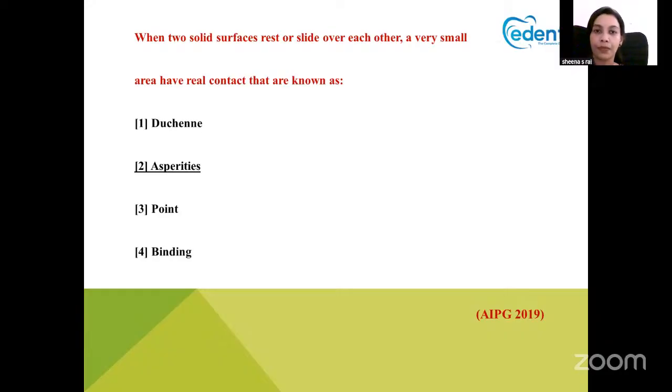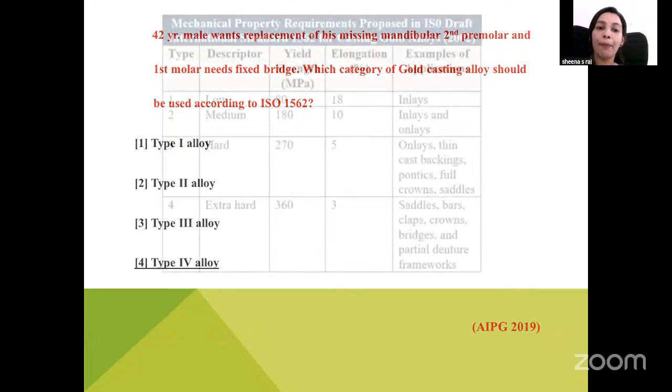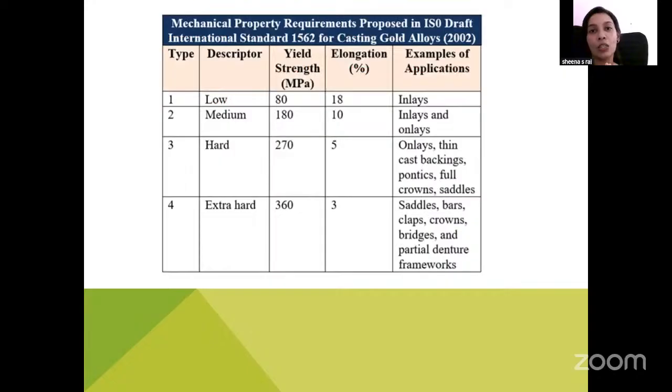Next question: a 42-year-old male wants replacement of his missing mandibular second molar, and the first molar needs a fixed bridge. Which category according to ISO 1562? Again, before answering this question, you need to know the various gold casting alloy classifications according to ISO 1562. So please keep in mind this chart for answering this question.